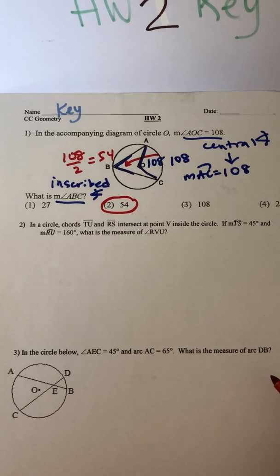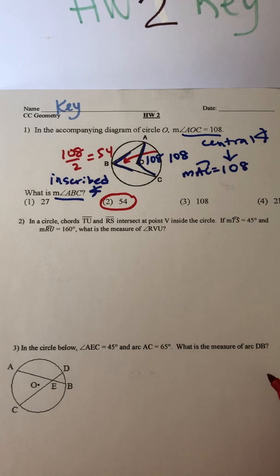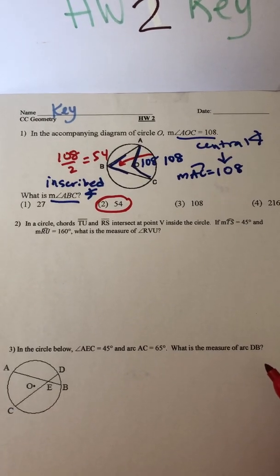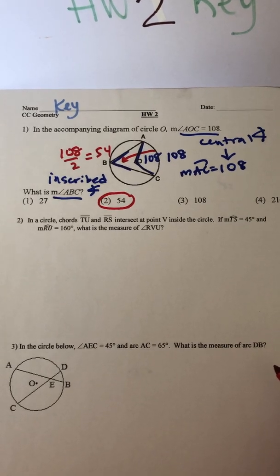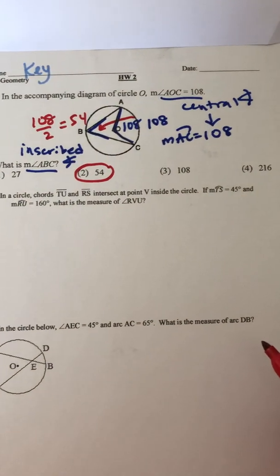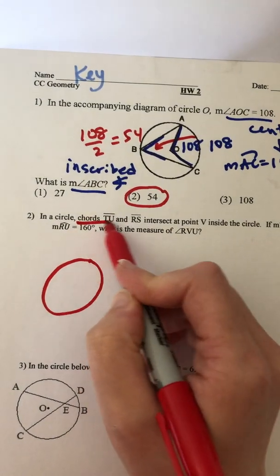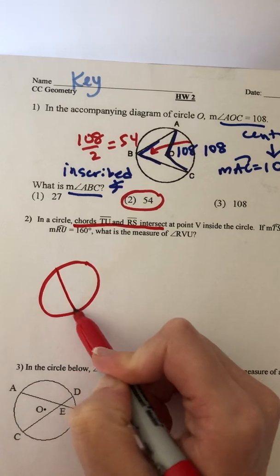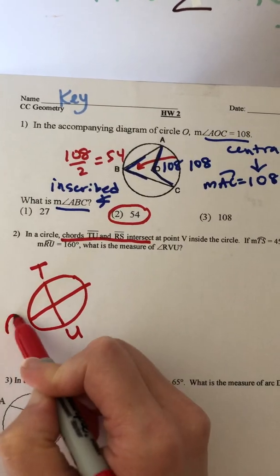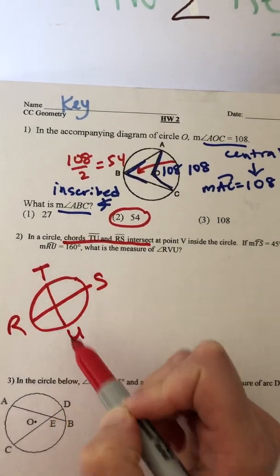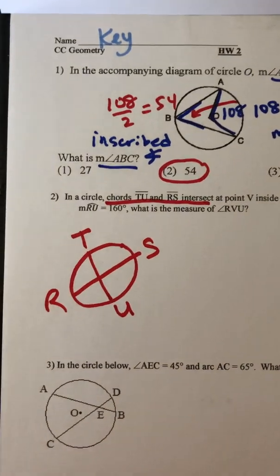Next question. In a circle, chords TU and RS intersect at point V inside the circle. The measure of arc TS is 45 degrees and the measure of arc RU is 160 degrees. What is the measure of angle RVU? Well, there's no circle right now. We can draw one. The chords intersect, so that's like making an X. One of them should be called TU and the other one should be called RS. Now it doesn't matter if I put the T or the U on top, same with the R and the S, but the line segments have to have the proper names.